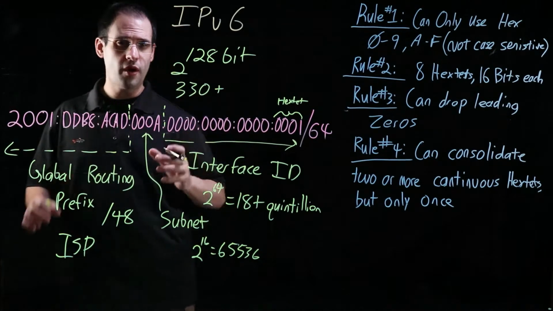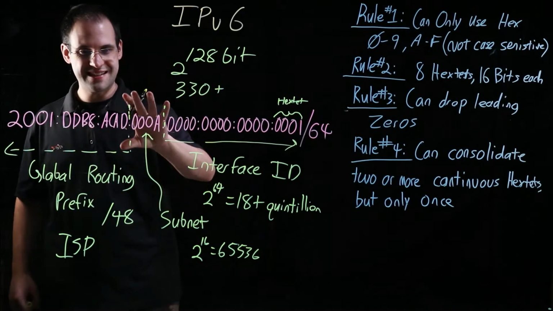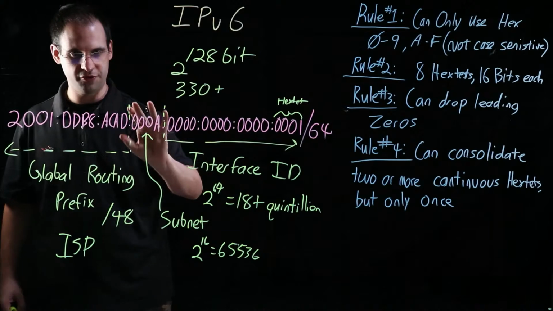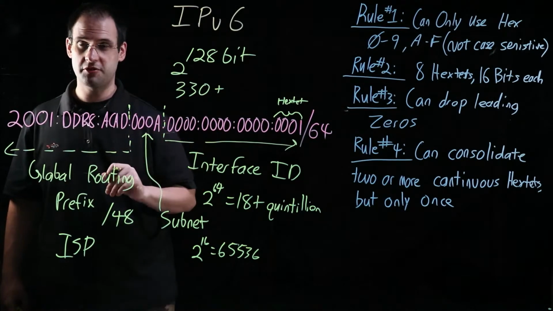All right, and this is why I've said IPv6 is so much easier, because it has a designated hextet just for subnetting. And it's going to be dirt simple to set up subnetting in this.